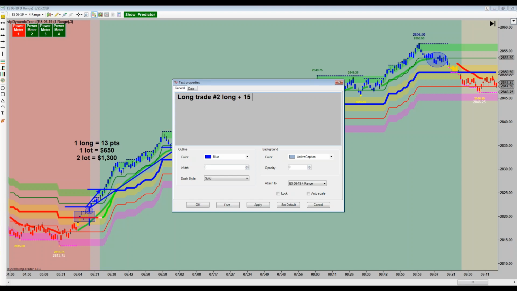15 points, 15 handles, right? So how much is one contract worth on a one lot? How much did you make on that if you rode it all the way up for 15? What's the number I should put in here? Anybody? 15 times 50 is how much?